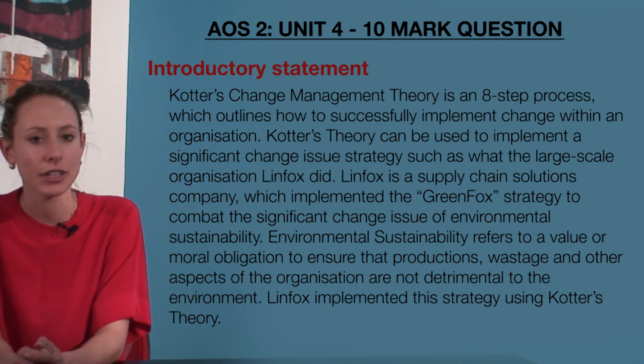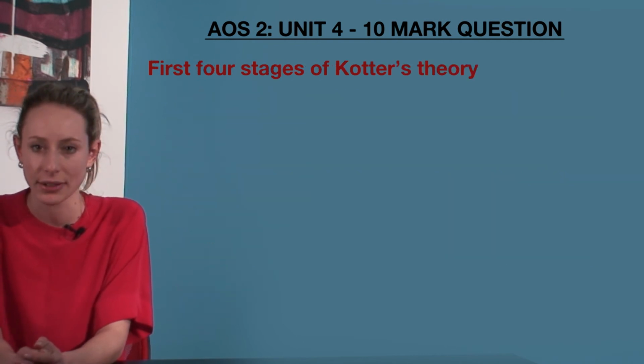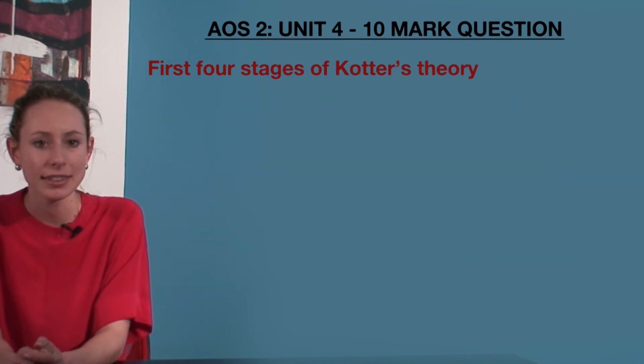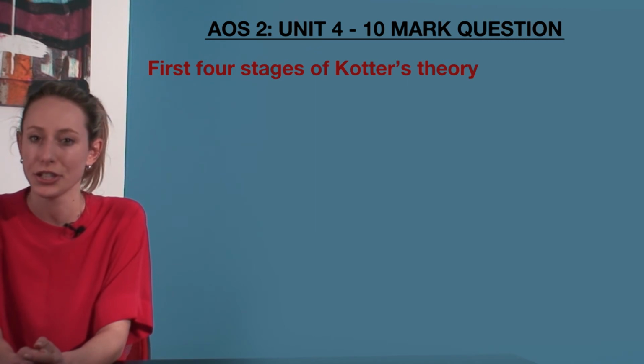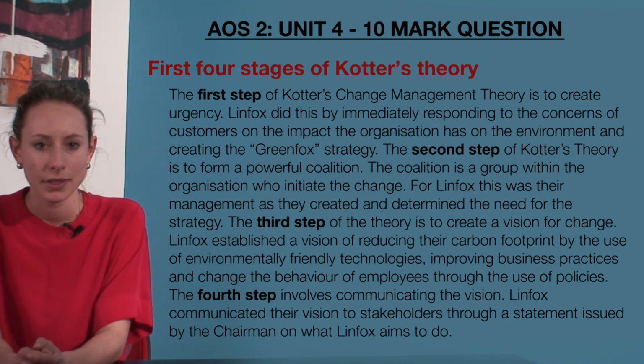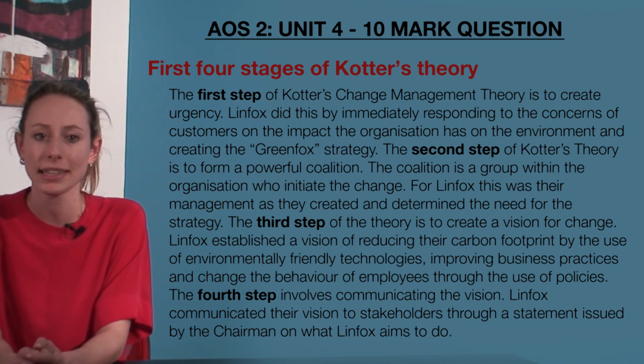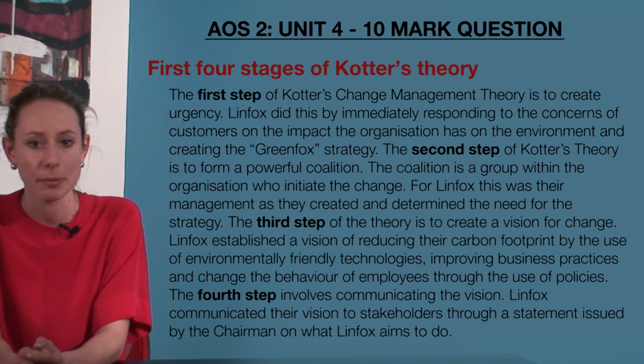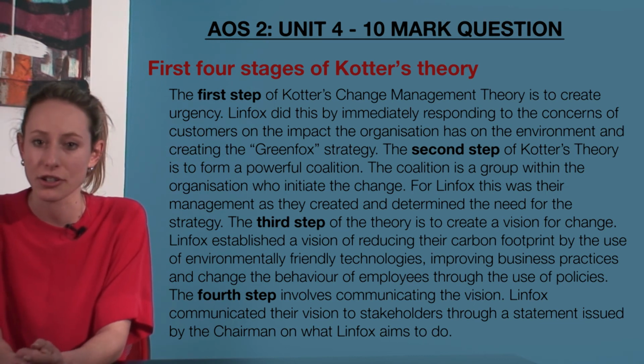The second paragraph can address the first 4 stages of Kotter's theory. Each stage should be outlined and also linked to how the chosen organisation used it to address the significant change issue. For example, the first step of Kotter's change management theory is to create urgency. Linfox did this by immediately responding to the concerns of customers on the impact the organisation has had on the environment and creating the Green Fox strategy.